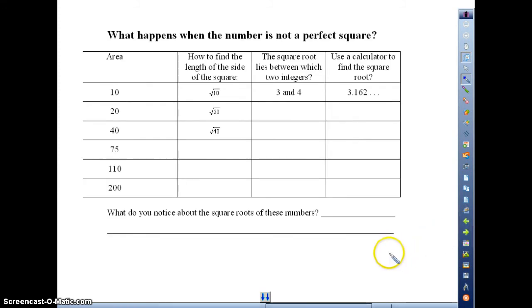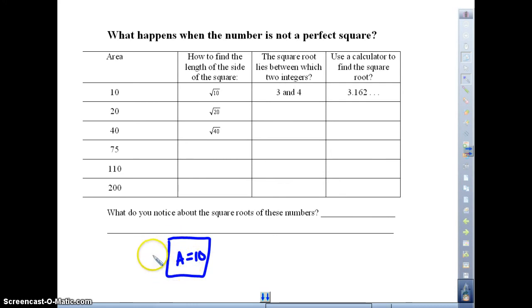What happens when a number's not a perfect square? Okay, let's say I have an area of a square. It looks like this, and all of the stuff on the inside, the area is 10, and I want to know the side length. Well, to find the side length, some number times itself gives you 10. You're going to take the square root of 10.